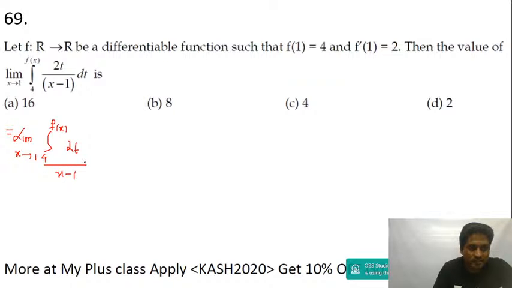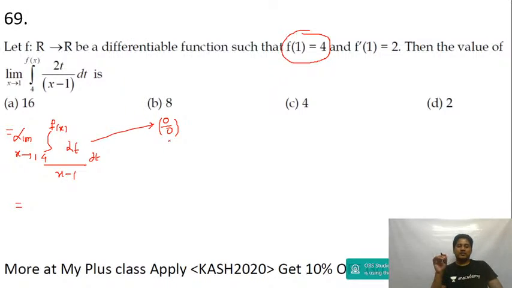Now if x is tending to 1, actually f of 1 is equal to 4, right? So lower limit and upper limit will be same. So this is of the form 0 by 0. If x is tending to 1, you will get integral with lower limit 4, upper limit f of 1, and f of 1 will be 4. If lower limit and upper limit are the same, then it is 0, indeterminate. Yes, we should use L'Hopital's rule. And then when you differentiate the numerator, you should use Leibniz rule.